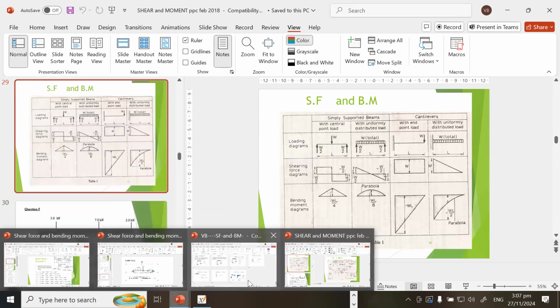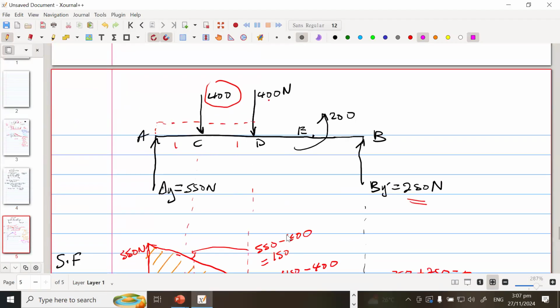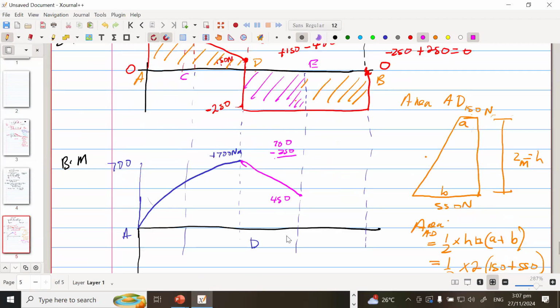Where am I? I have lost where I am with my slide. Is that along? Yeah, so here I am. Let me finish.